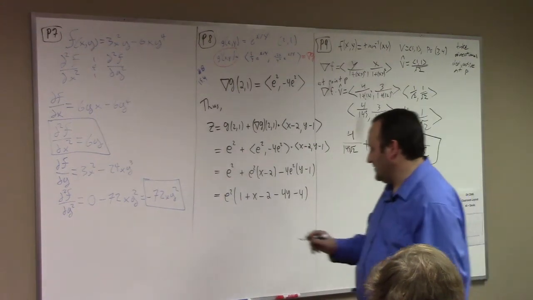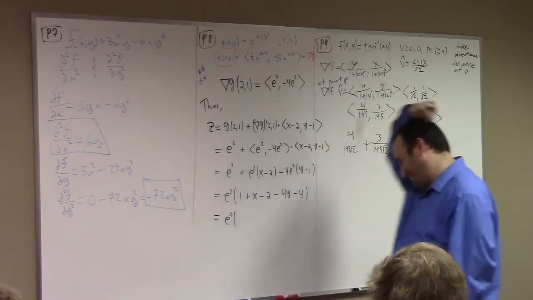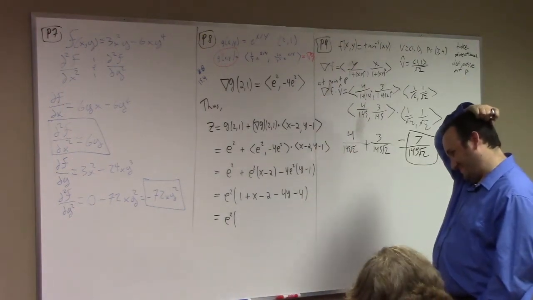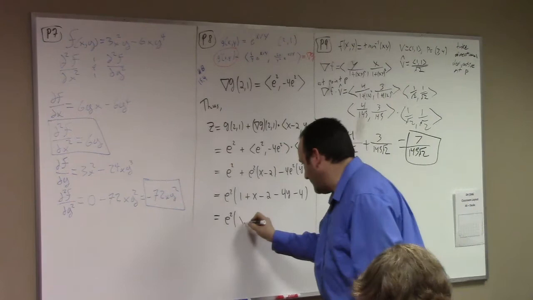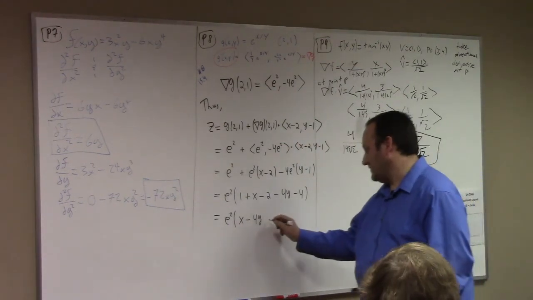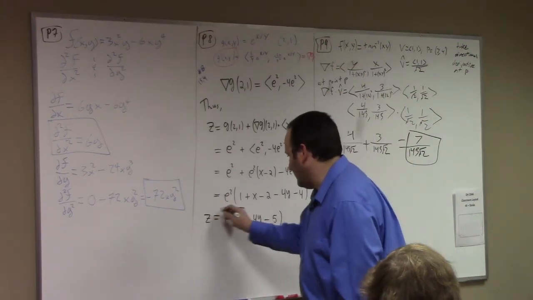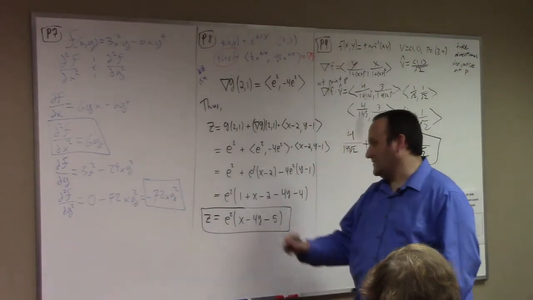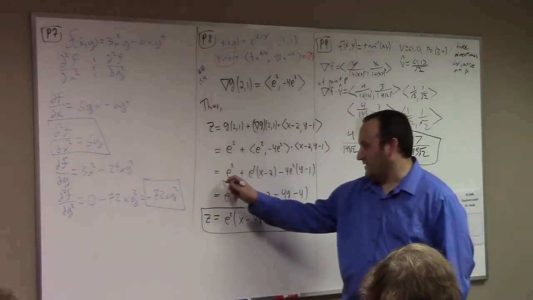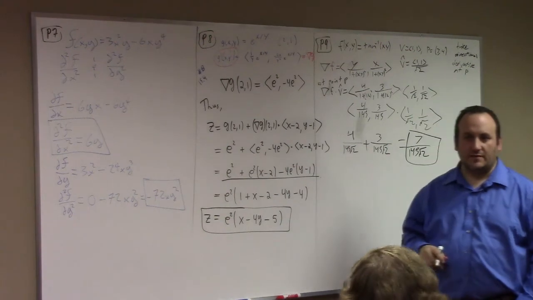And I'm feeling guilty about not simplifying it, so I'm going to simplify it. This is e squared times what? X minus 4y, yeah? Yeah, minus 5. So since it wasn't too much trouble, and I felt like it, I simplified it. But honestly, folks, if you write this down, you could leave that as the answer. I'm fine with that, okay?